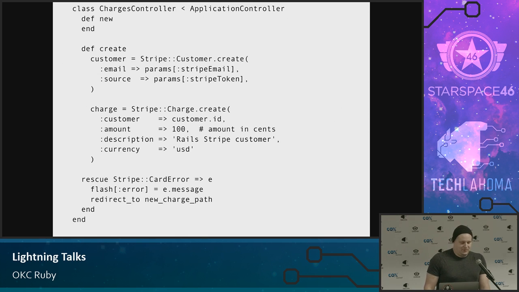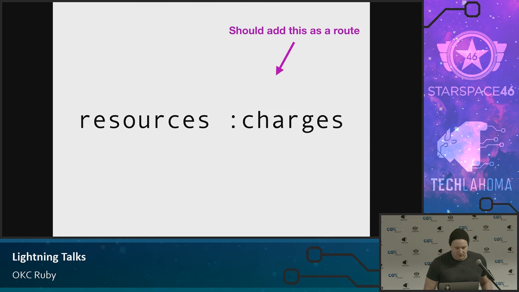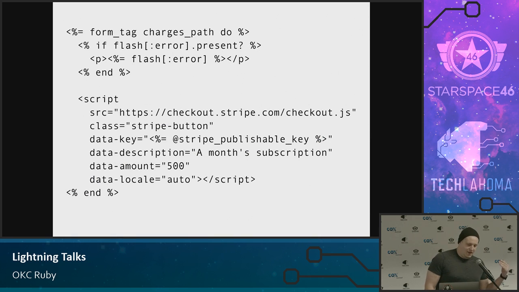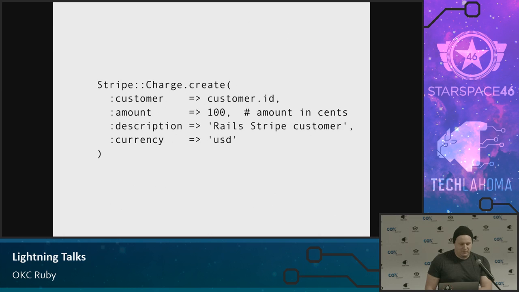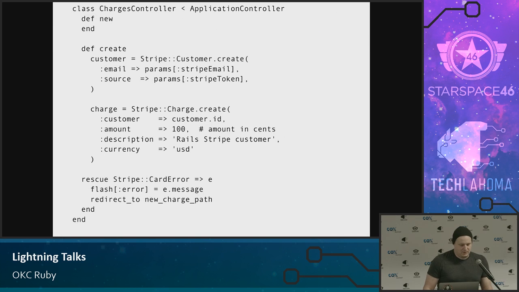So something will happen. We will collect, actually, I did this in a dumb order. We'll start here. So here would be the view for that page. There's some JavaScript that we're going to inject that is going to allow us to collect all of this information. When you click pay, it's going to generate a Stripe token and then land us back at this create controller.